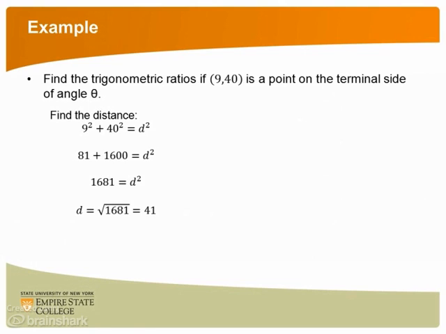Now we can find our ratios. The sine of theta, y over d, is 40 over 41. The cosine of theta, x over d, is 9 over 41. The tangent of theta, y over x, is 40 over 9. But what happens if our point is not in the first quadrant? Is it possible for our functions to be negative?